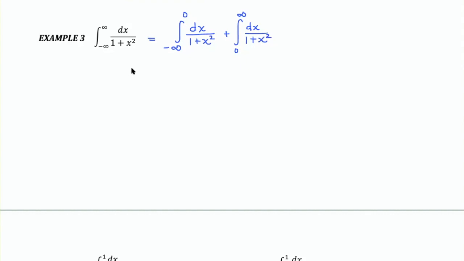Now, the reason I did that is because now I can use that approach of replacing the improper limit with t. And because we're going to work with two integrals at the same time, I'm going to be careful here and actually use two different letters. So I'm going to use t for my first integral and r for my second integral.